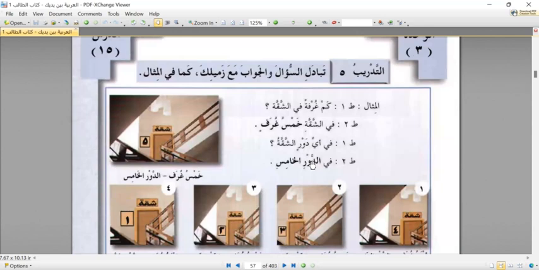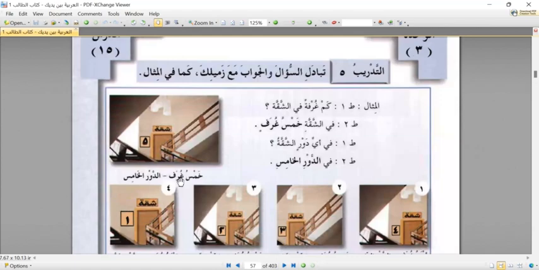Now in English, the adjective comes before the noun it is describing. In Arabic, the noun that is being described will come first, and then the adjective will come after. So that's why we have ad-dawri al-khamis. The noun ad-dawri came first, and then the adjective al-khamis came second. So know this difference. بارك الله فيك. So في الدور الخامس, on the fifth floor.